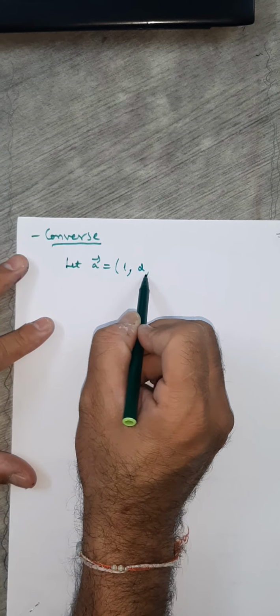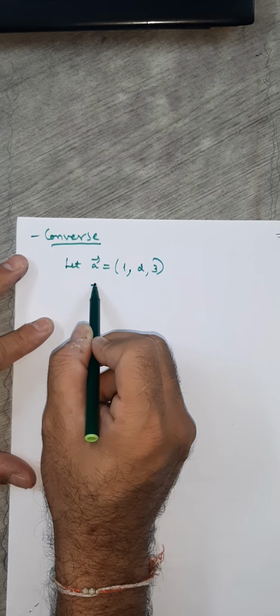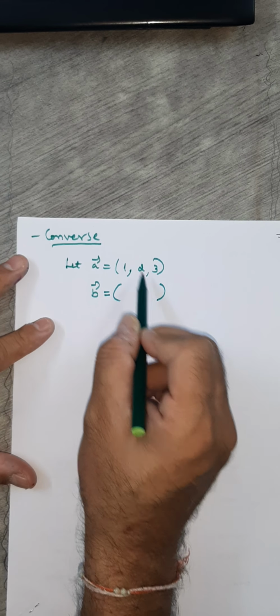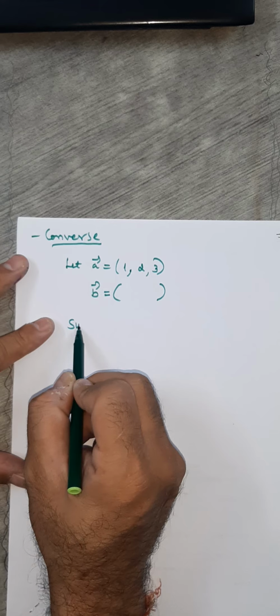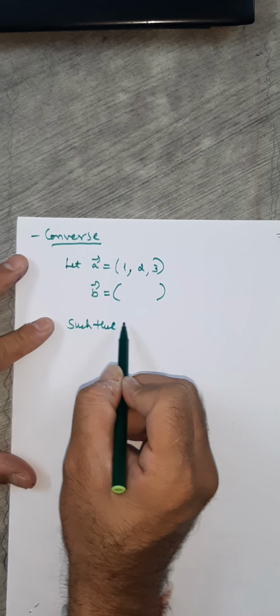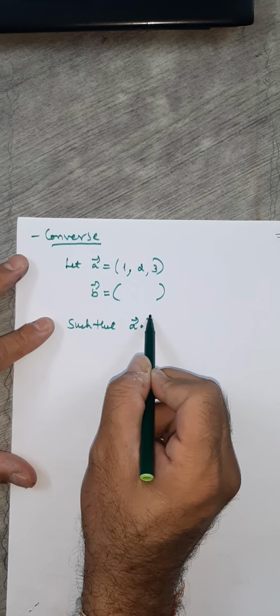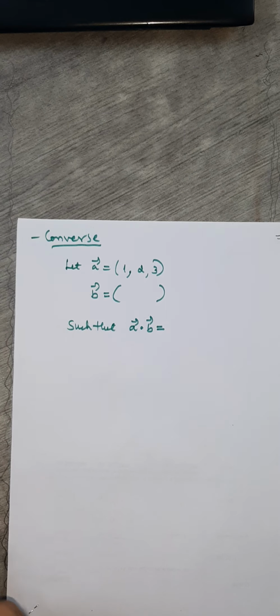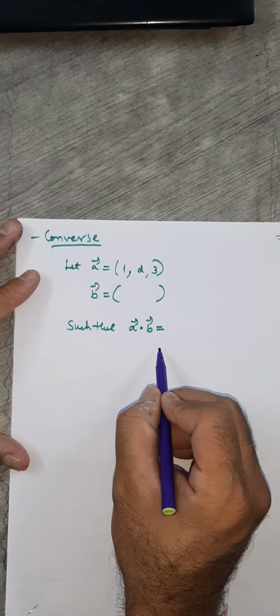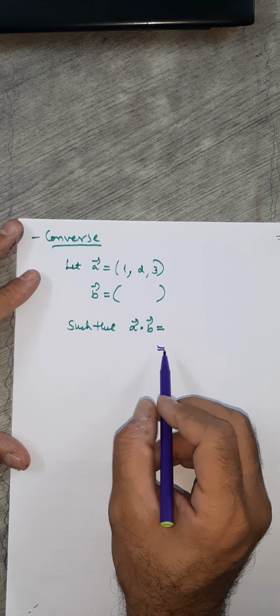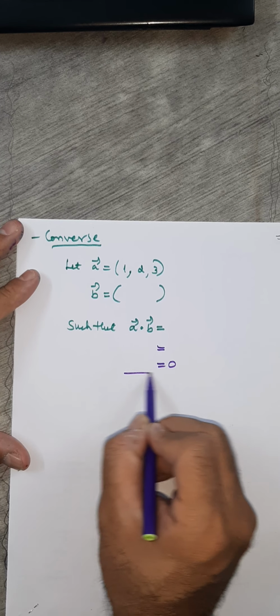Suppose I'm writing a = 1, 2, 3 and b equals to, I have to select in such a way that the dot product must be 0. Remember, when you multiply the corresponding components, then this must be 0. That you have to keep in your mind. Okay, this should be 0. Remember, that's what you have to do.